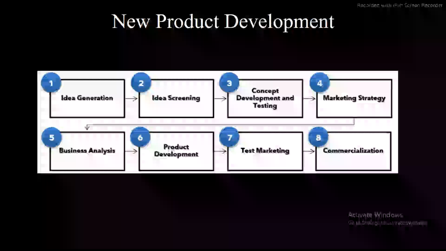Once your product is developed, there is a test marketing and then commercialization. So these are some steps you try to follow. Test marketing is like you just create a small use case and try to sell it out, and once your product is complete, you try to commercialize it. So the product development life cycle goes like this.